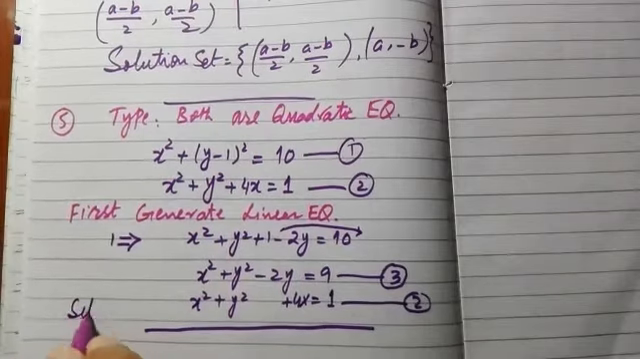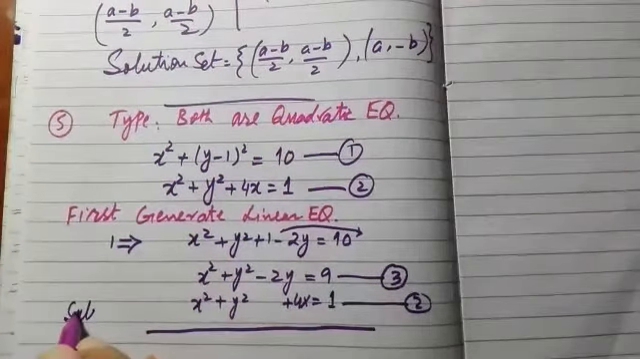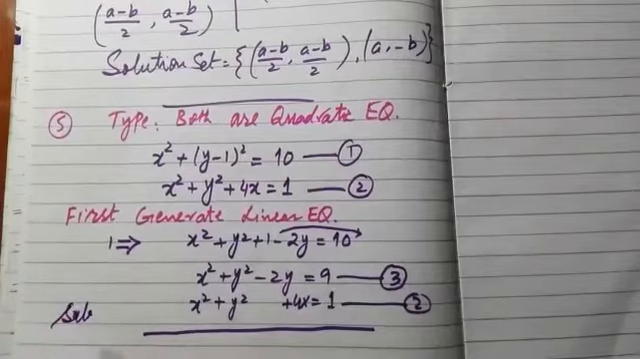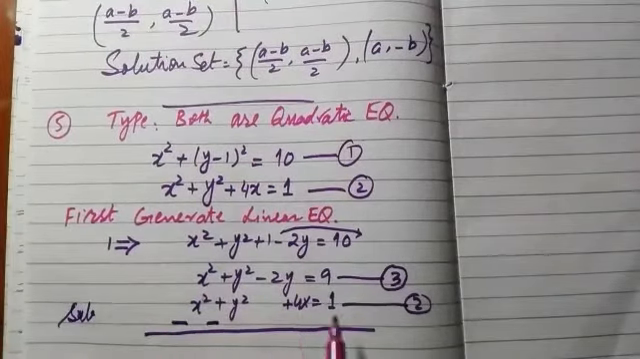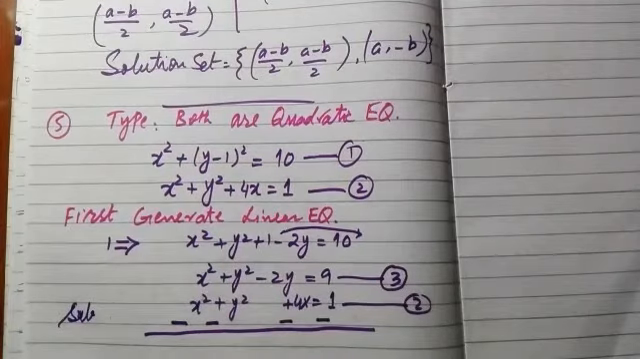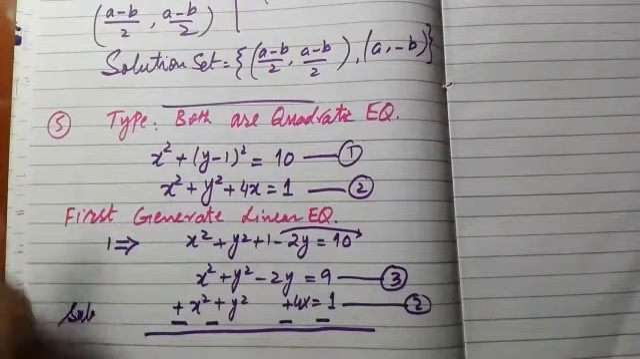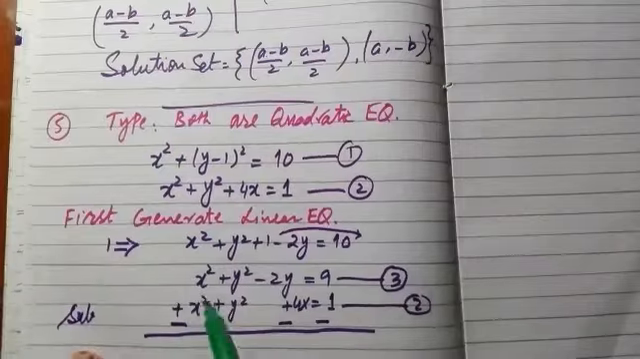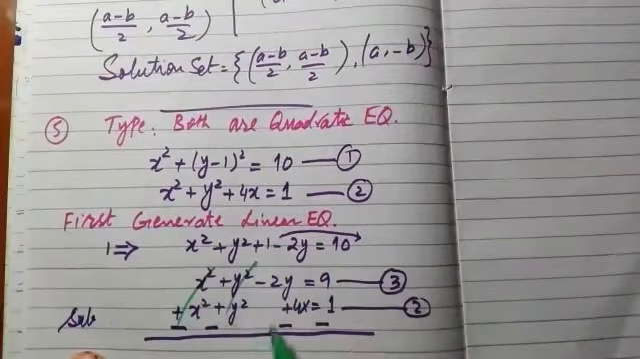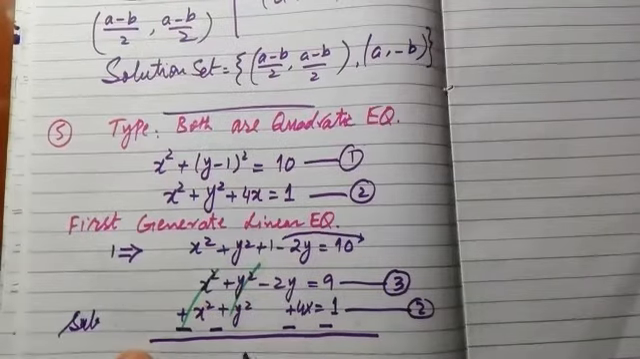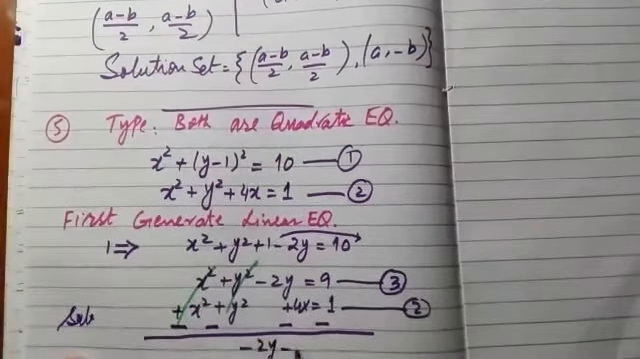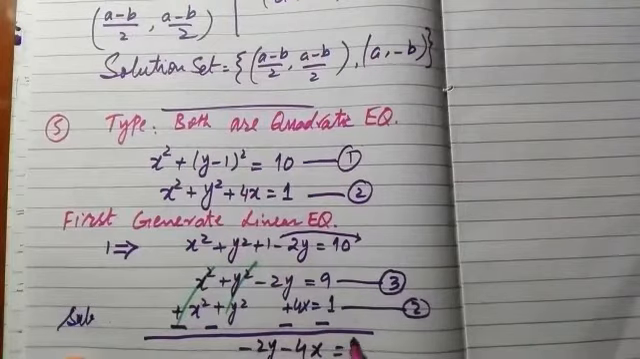And if you subtract equation number 3 and 2, the way of subtracting is that we change the sign of the terms written in the lower order. You will change the sign of all those terms and then start addition. You will notice here that you will be able to cancel the terms. The y squares will be cancelled, and we will be getting minus 2y minus 4x equals 8.